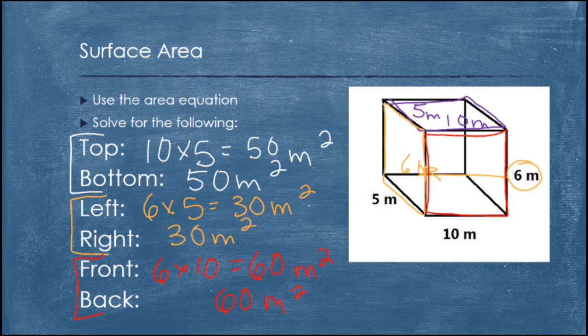When we're done with this, what we have to do now is add up all of our totals, and it's going to give us the total surface area for this rectangular prism. So when we add up, our total surface area for this rectangular prism is 280 meters squared.